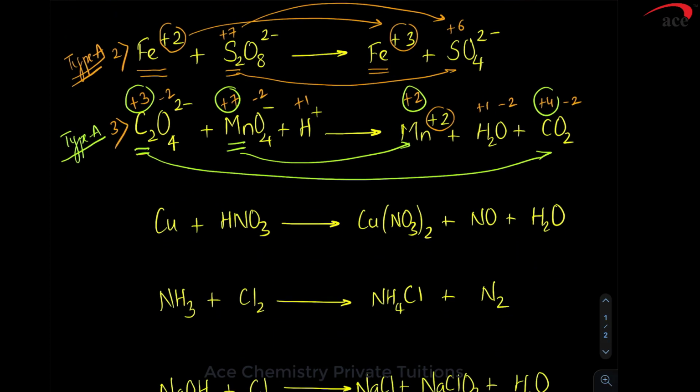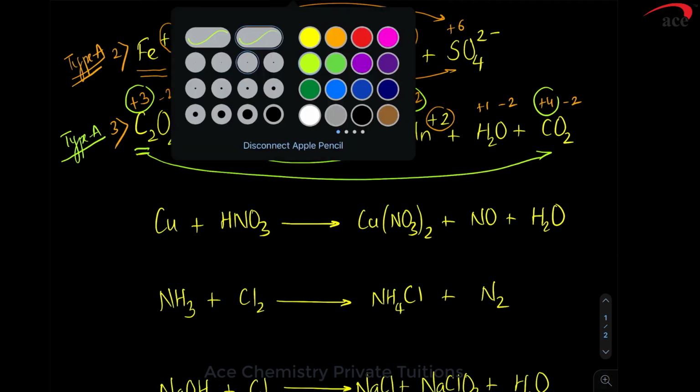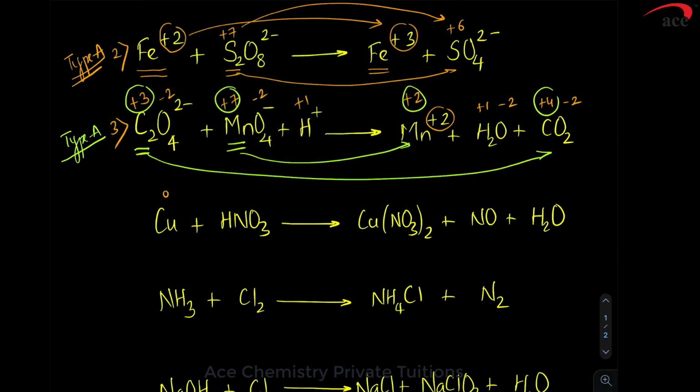Now, we would like to understand other types. If you check copper, it is 0. Copper is going to plus 2. It is undergoing oxidation. Nitrogen is plus 5, and nitrogen goes to plus 2. But if you observe, nitrogen is still plus 5 here because nitric acid is made up of nitrate ion, and the same nitrate ion is present there. As long as nitrogen is part of a nitrate ion, the oxidation state will remain the same.